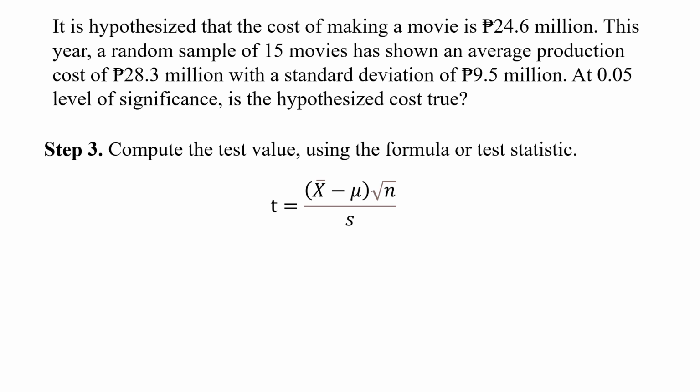Okay, so dun sa problem, so nilagay ko dyan yung problem. Okay, yung given na population mean is 24.6. Okay, or 24.6 million pesos. Then, this year, the random sample of 15 movies. So, yung 15, that is the n, yung sample size. Then, yung average daw nung sample na yon nung 15 movies is 28.3. So, meaning that is the sample mean. With the standard deviation of 9.5. Then, yung level of significance natin is 0.05.